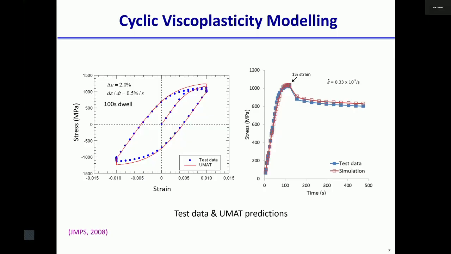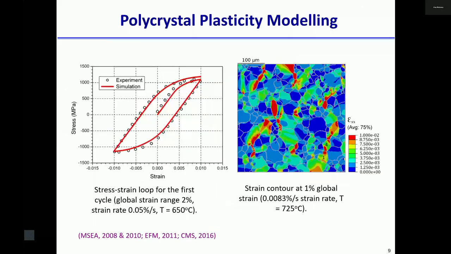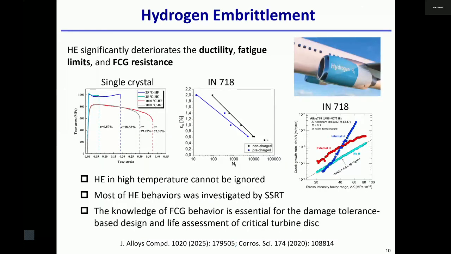It is visco because it is rate dependent, and can model the relaxation, or in another term, creep. We also look at the crystal plasticity model, because for the turbine disc the material is polycrystal. To look at the deformation at the grain level, we need the crystal plasticity. This crystal plasticity gives us a nice description of cyclic stress behavior, and also the stress distribution at the grain level. So this is what we did from the fatigue side.